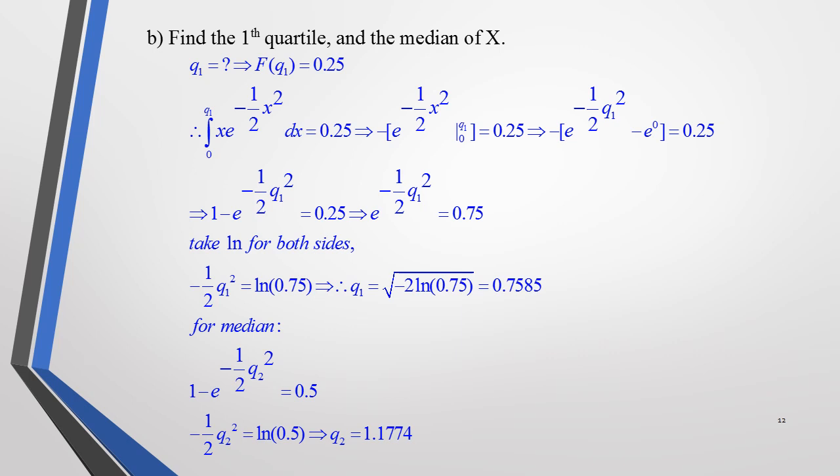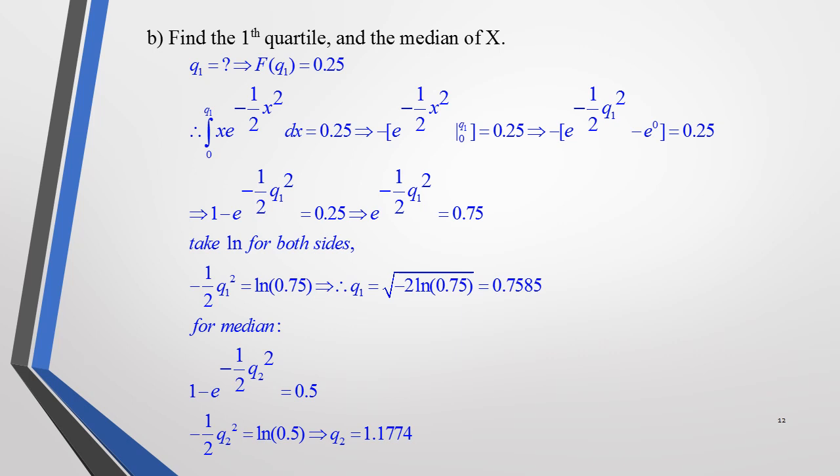Using the integration, this is equal to the integration from 0 to Q1 of x e to the power negative half x squared dx, which equals 0.25. This integral will be equal to negative e to the power negative half x squared, evaluated at 0 and Q1, which equals negative e to the power negative half Q1 squared minus e to the power 0, equals 0.25. Note that e to the power 0 equals 1. So this is equal to e to the power negative half Q1 squared, which equals 0.75.